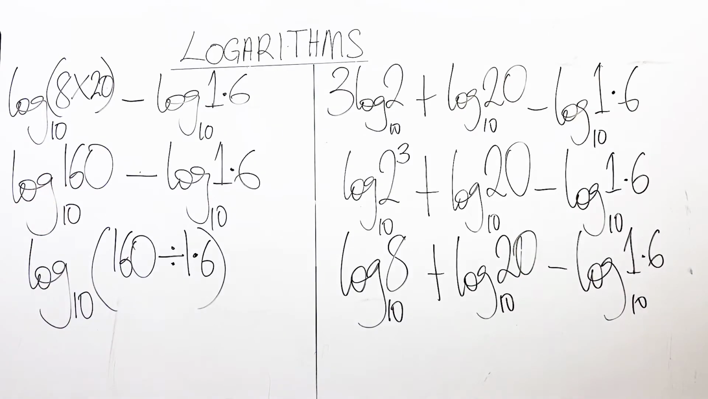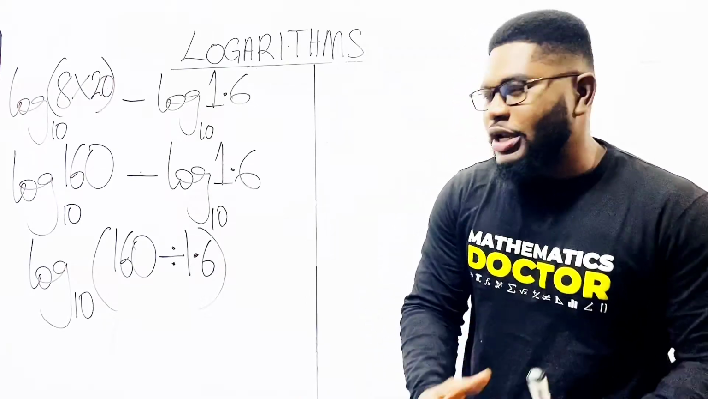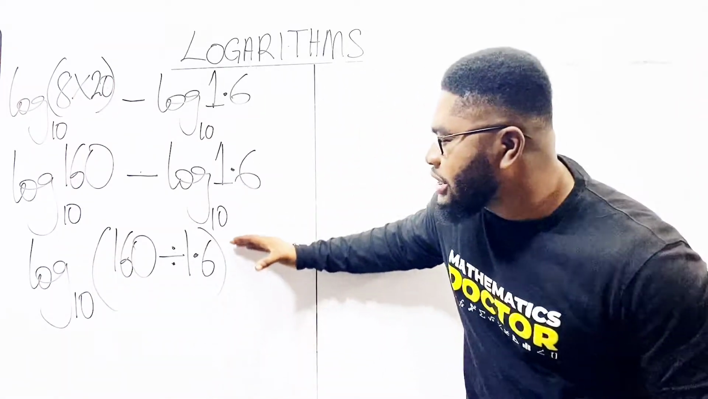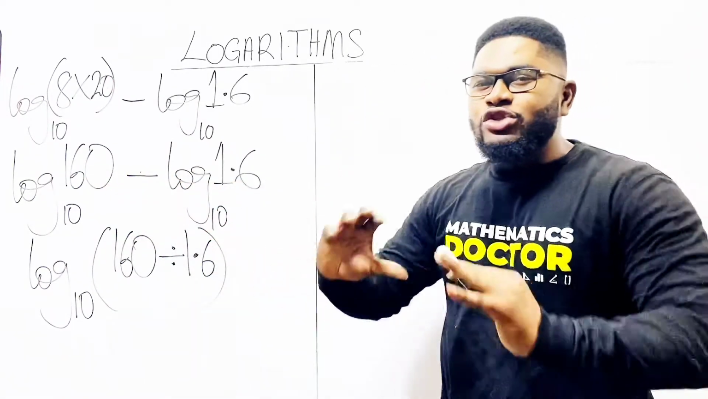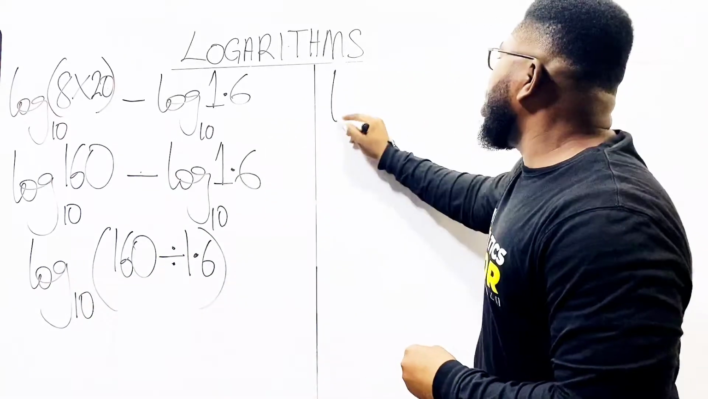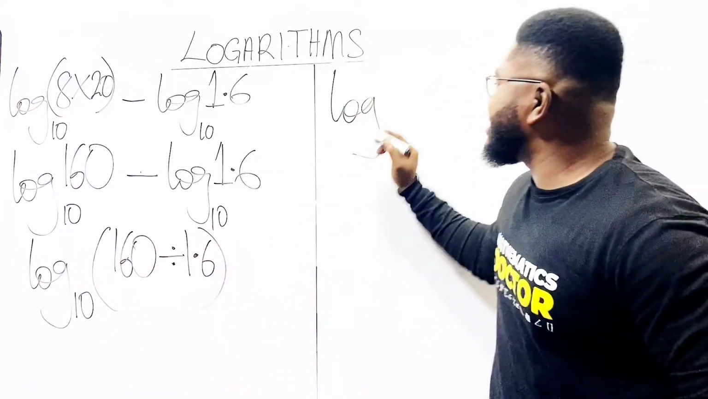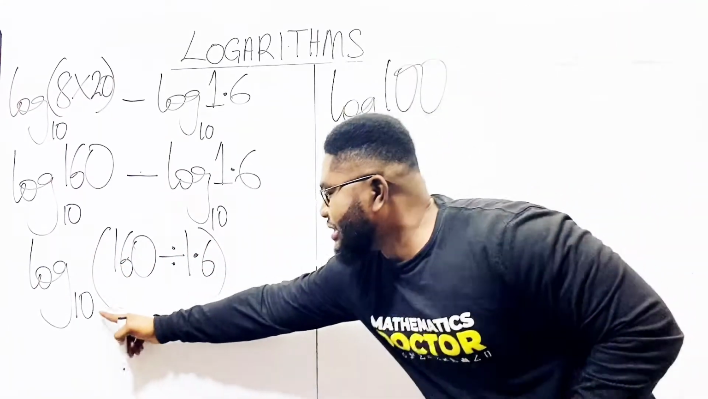Let us write it well. 160 divided by 1.6 is 100. If you use your calculator, just do only 160 divided by 1.6. Do that one alone. You will get 100. So let us now write it well. So we bring our log. The value here in the bracket for 160 divided by 1.6 is 100. Then the base is 10.